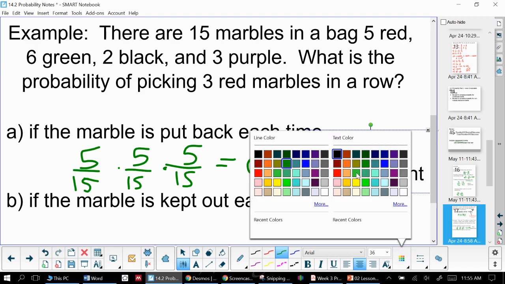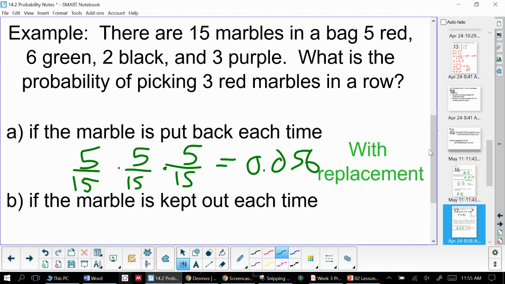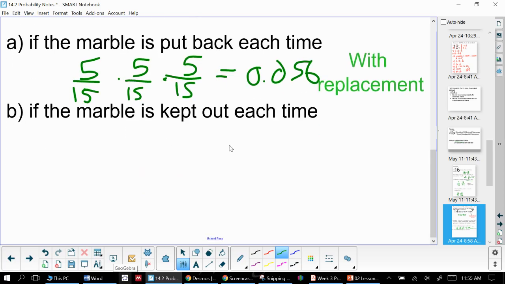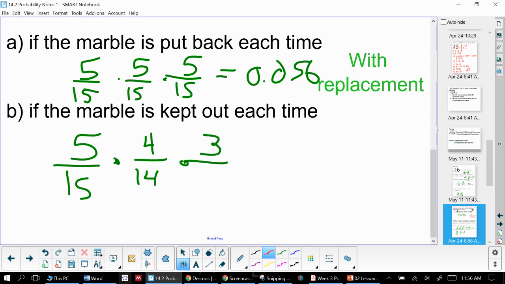Now this second one here is slightly different. If the marble is kept out each time. So we pick a marble, pick a marble, pick a marble, never put it back. So our first one doesn't change. Still 5 out of 15. But the second one we have to adjust for. If we assume we've already picked that red marble out, there's only 4 left. But in our favor, there's only 14 marbles now. And then for the third one, we assume that we got the second one as well. There's 3 marbles left, and we want to pick out of 13 now.